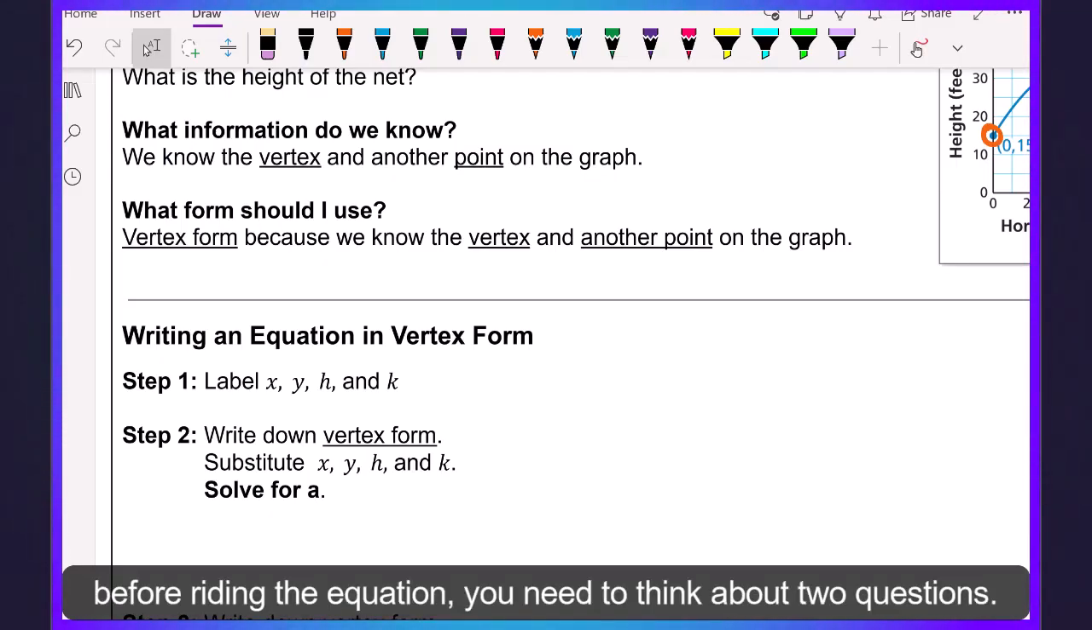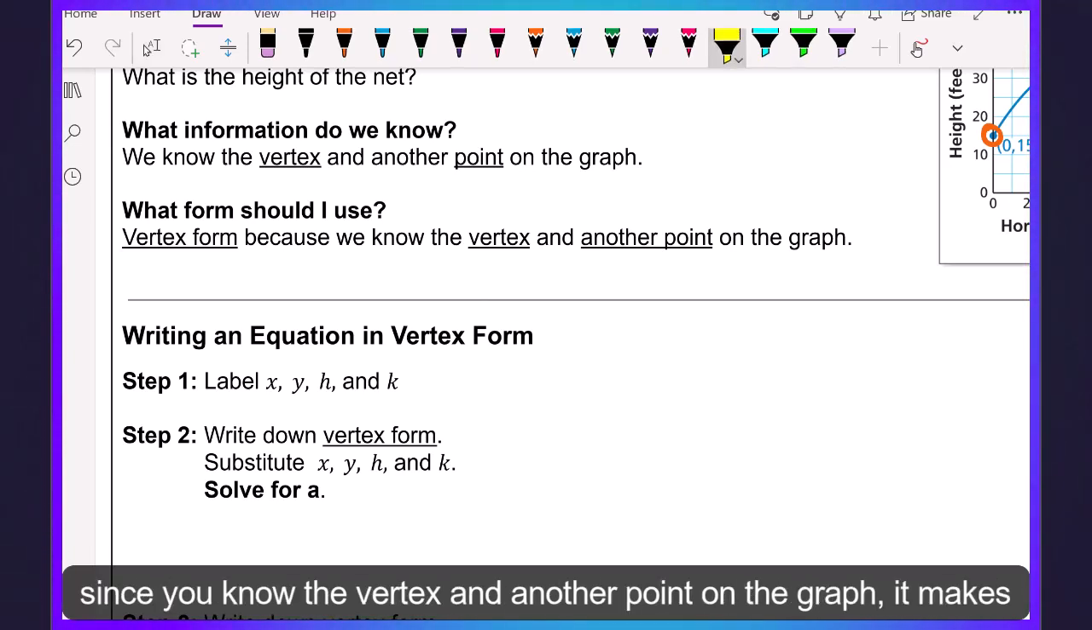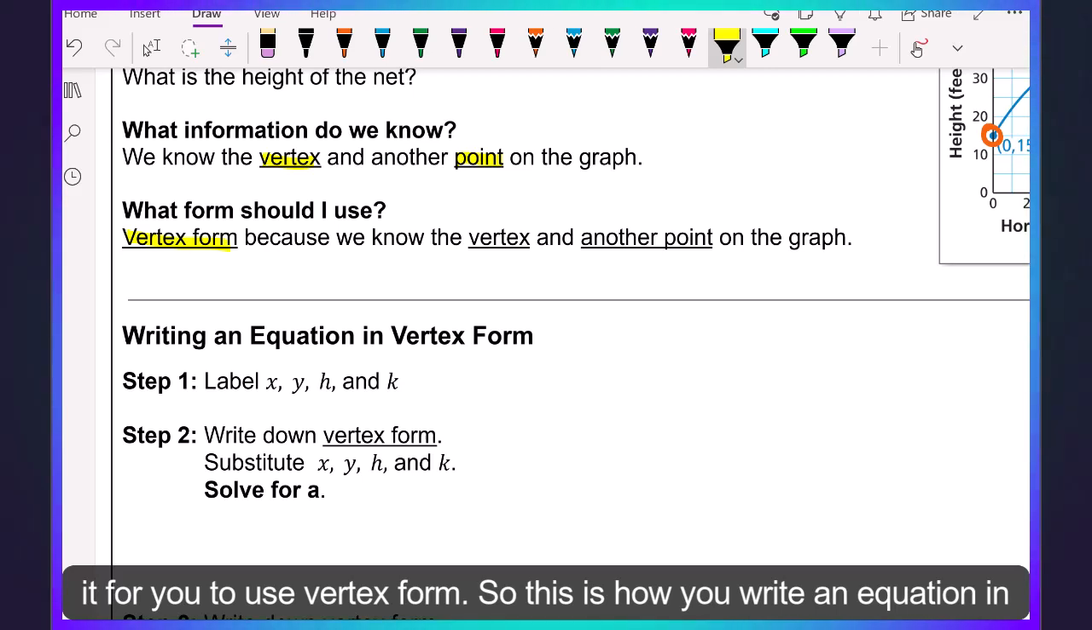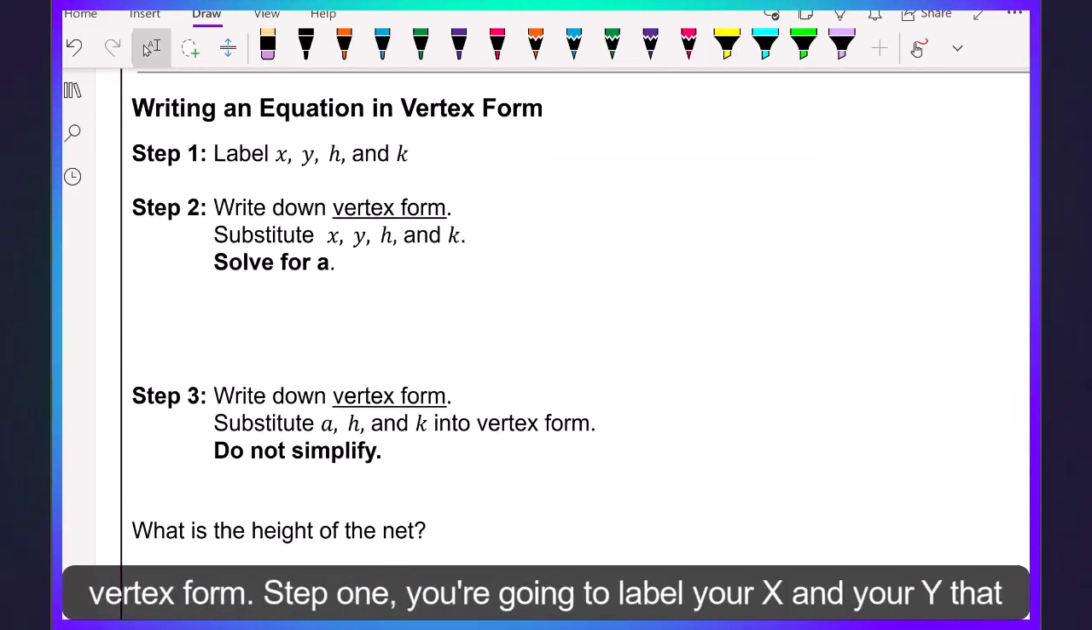Before writing the equation, you need to think about two questions. What information do we know, and what form should I use? Well, since you know the vertex and another point on the graph, it makes sense for you to use vertex form.